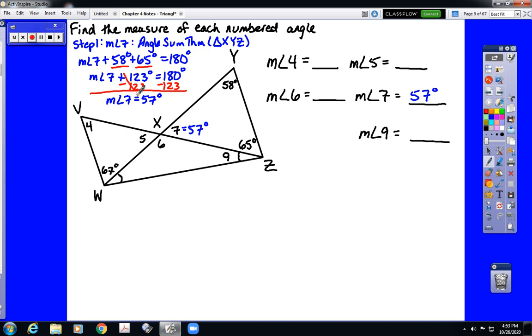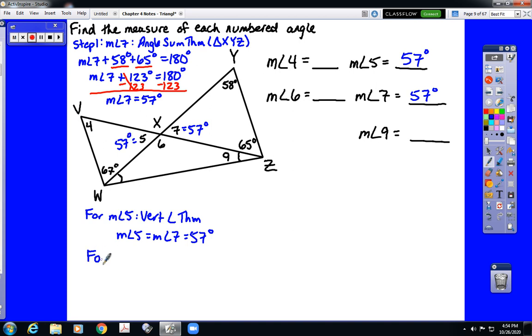Now, once we've found the measure of angle 7, several of the other angles are extremely easy to find, particularly the measure of angle 5. We can simply apply the vertical angle theorem to state that the measure of angle 5 is equal to the measure of angle 7, so it is also 57 degrees. That should not require any extra work. We should just be able to pretty much go, oh, well, that's vertical, so those are equal.